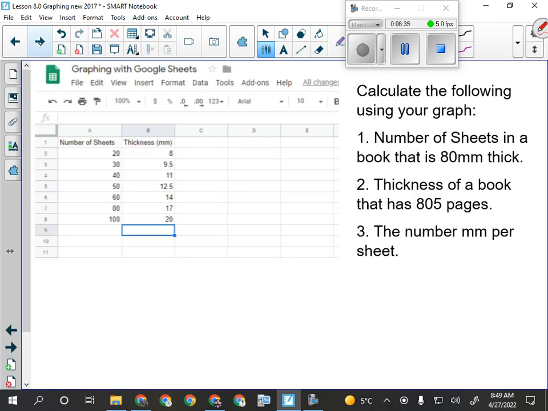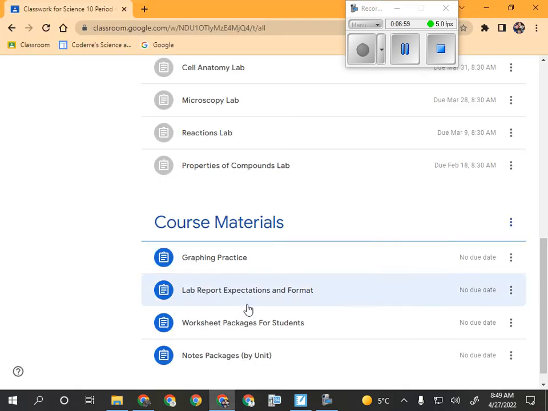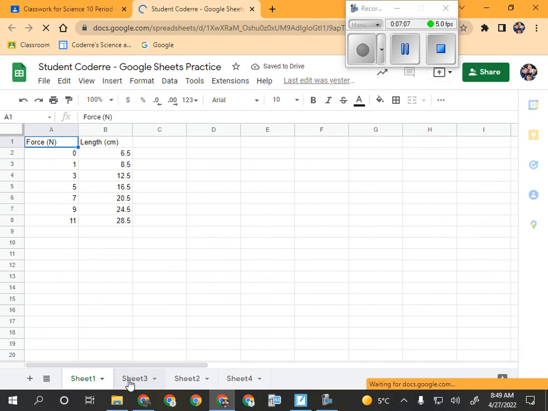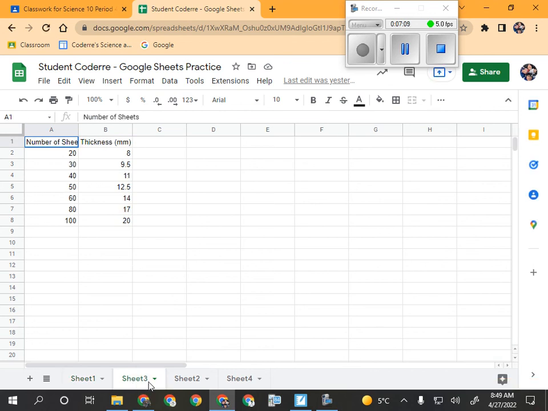So here's what we're going to do. We're going to first build our graphs. I'm going to sit down because I'm going to do this from my computer, and we're going to look at the Google Sheet that starts out with number of sheets and thickness. So we open that up, go to graphing practice, and open up the Google Sheet. It looks like it's going to be sheet number 3, so if you can just click down here on sheet number 3, I'm going to walk you through the process.